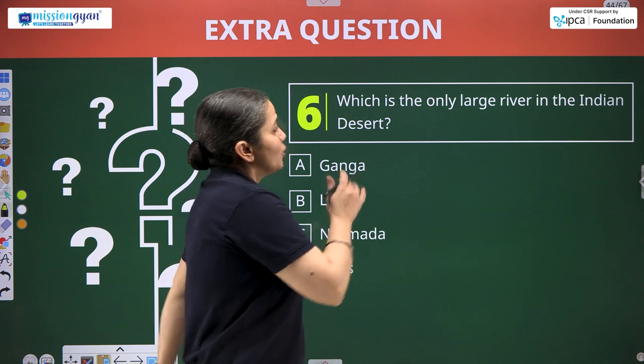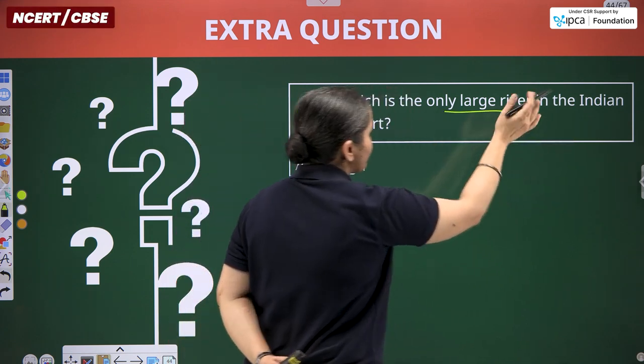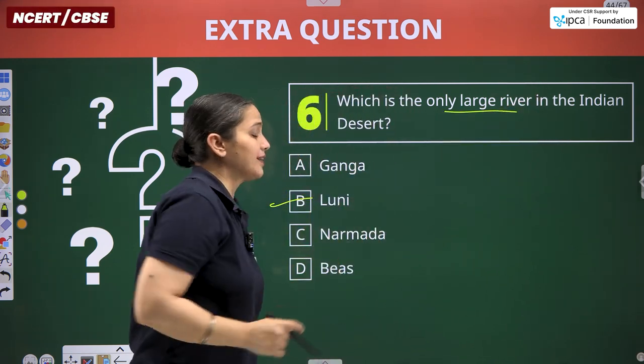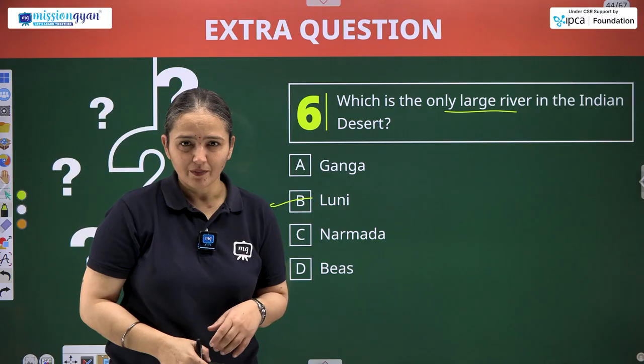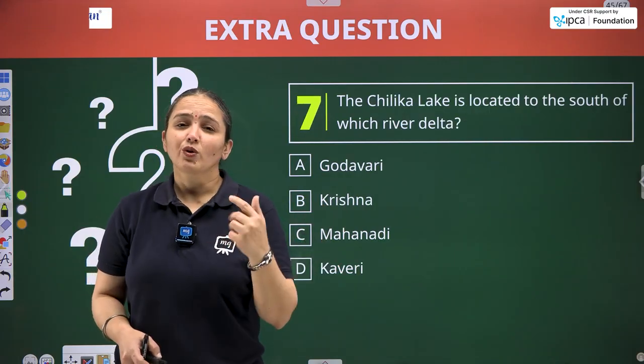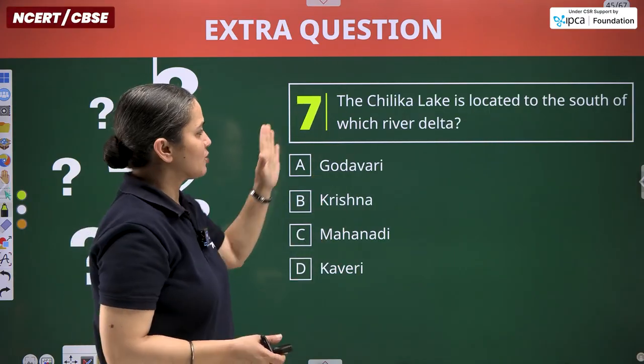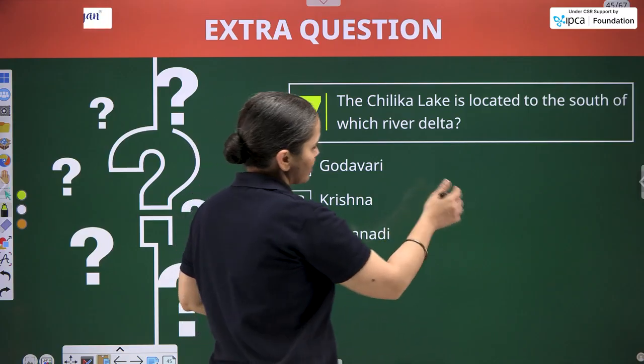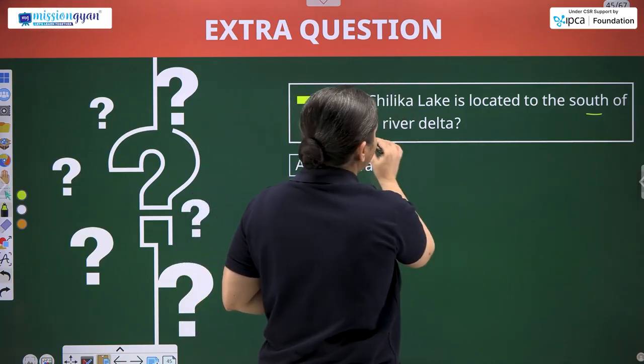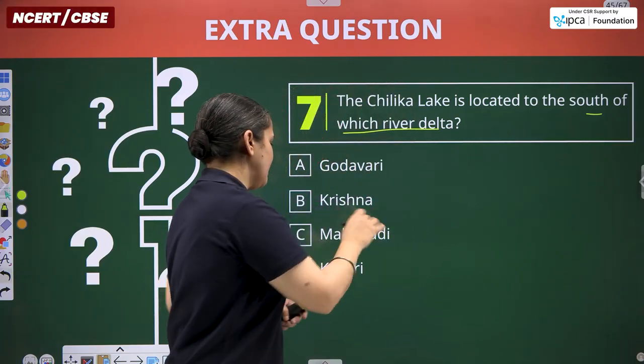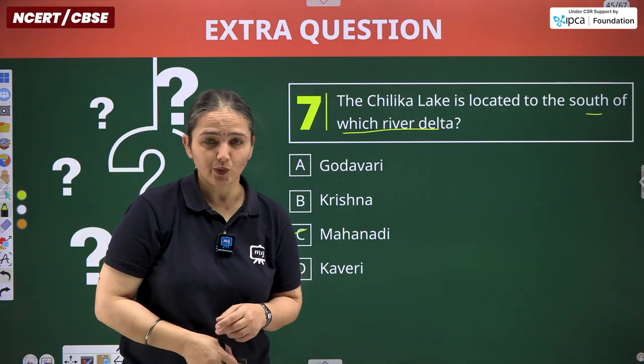Next question, which is the only large river of the Indian desert? Luni. That too is a seasonal river. So let's start the discussion of the one word type of question just after this question. The Chilika lake is located to the south of which river delta? That delta is formed by the Mahanadi river itself.